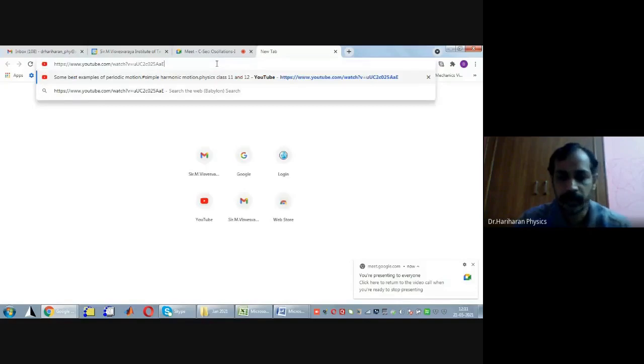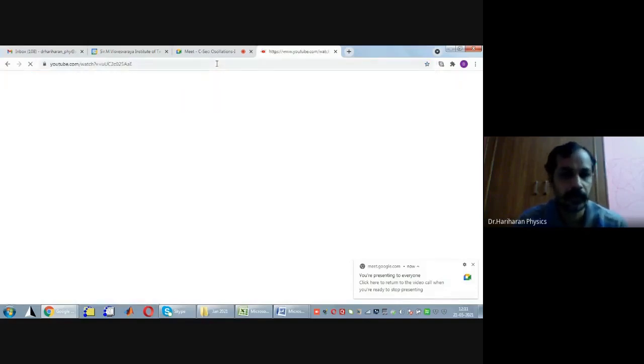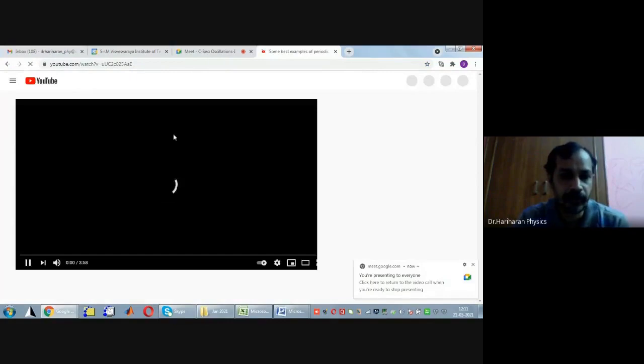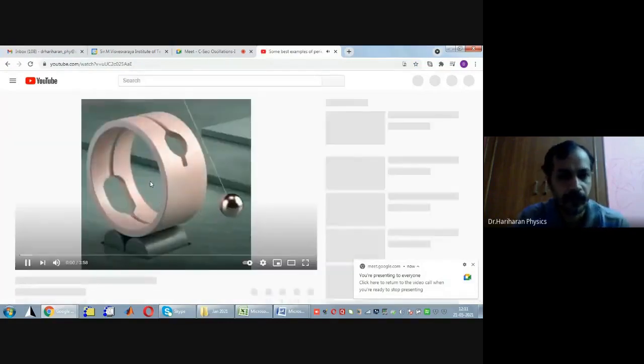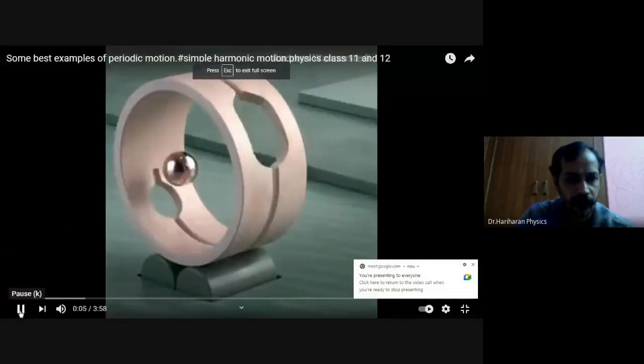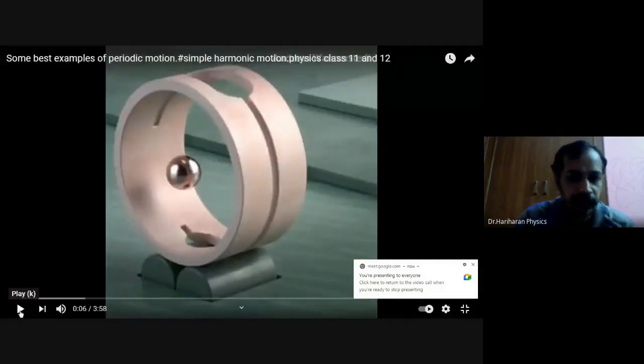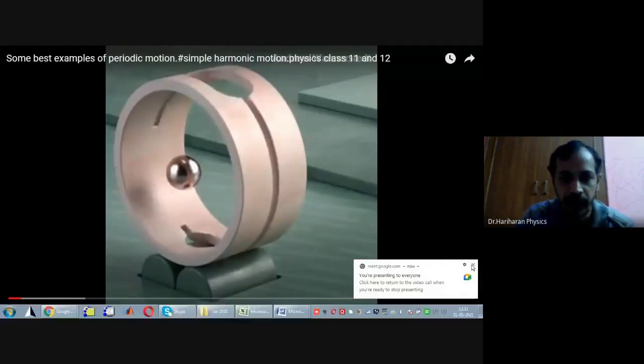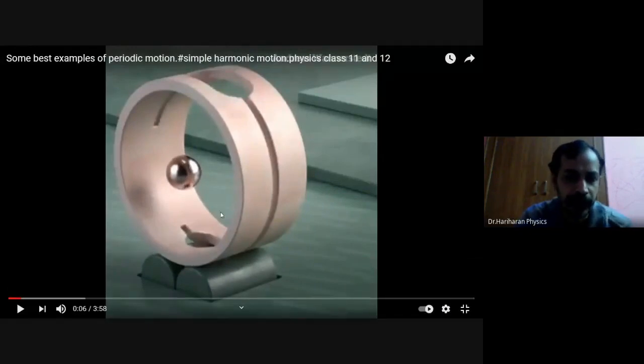So you see, there's this nice video on several examples of oscillations. I just pause this video for a moment. Can you see here? There are two bodies which are oscillating. One is this iron ball which is making to and fro motion. And then you have this circular ring which is rotating. So both of them have their own angular frequency of rotation or time period of rotation.